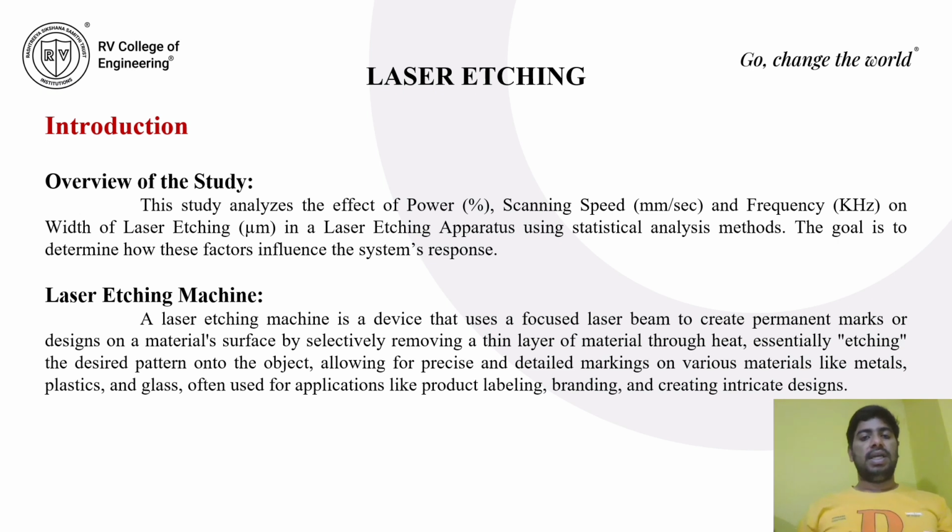A laser etching machine is a device that uses a focused laser beam to create permanent marks or designs on a material surface by selectively removing a thin layer of material through heat, essentially etching the desired pattern onto the object, allowing for precise and detailed markings on various materials like metals, plastics, and glass, often used for applications like product labeling, branding, and creating intricate designs.